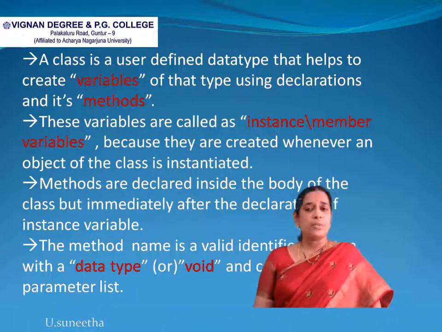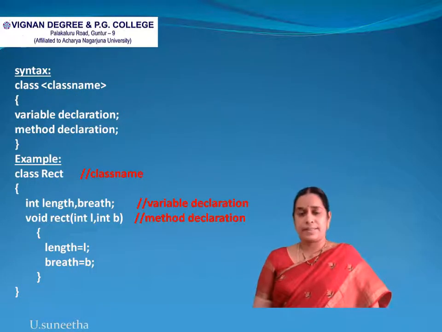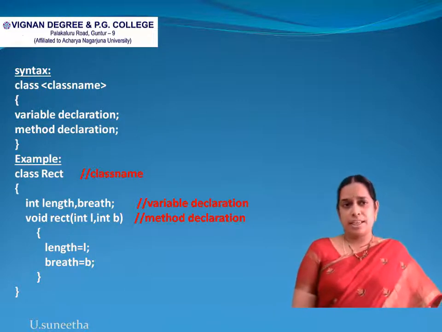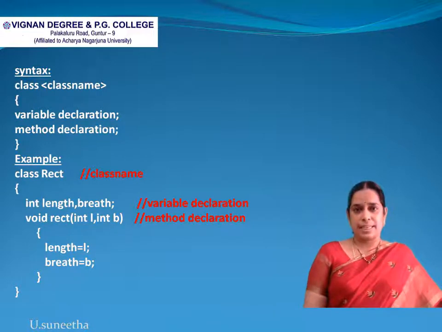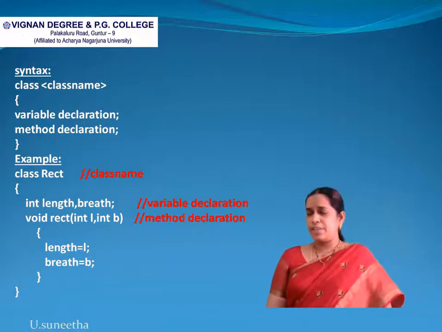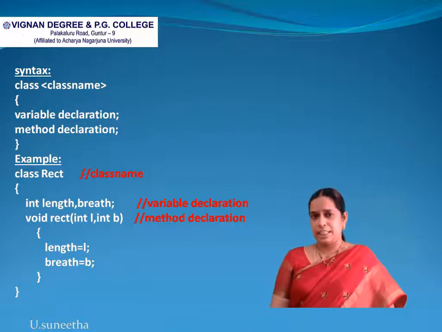And now we will see the syntax for writing the class. The syntax for writing the class will be like this. First, the keyword class followed by the class name. Next, within the curly braces, we have to write the variable declaration and method declaration. Based on this syntax, we can write any number of examples for classes.